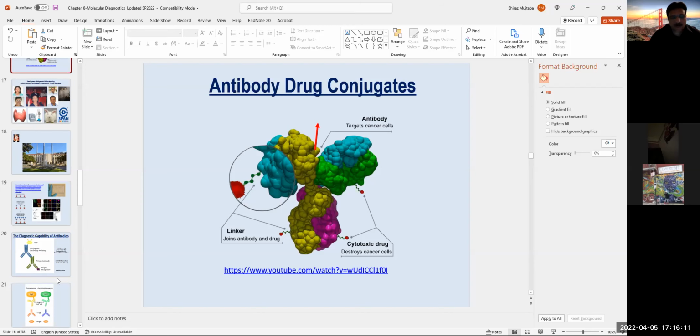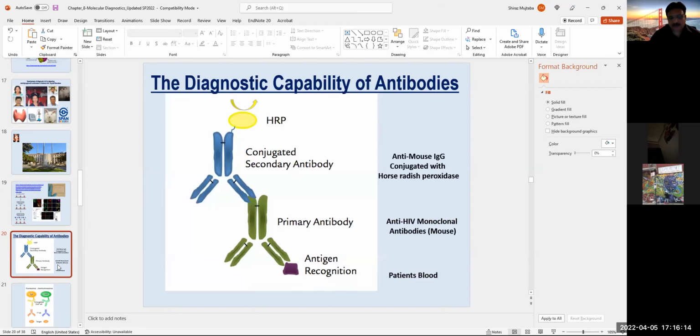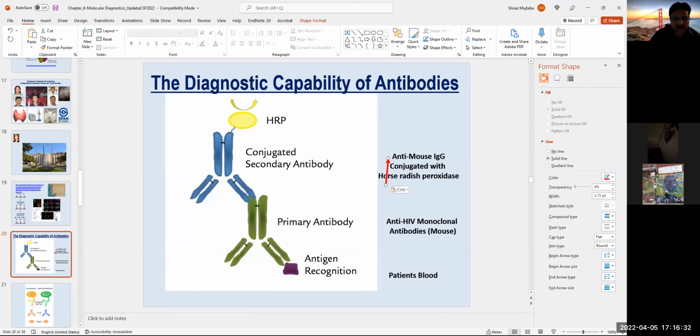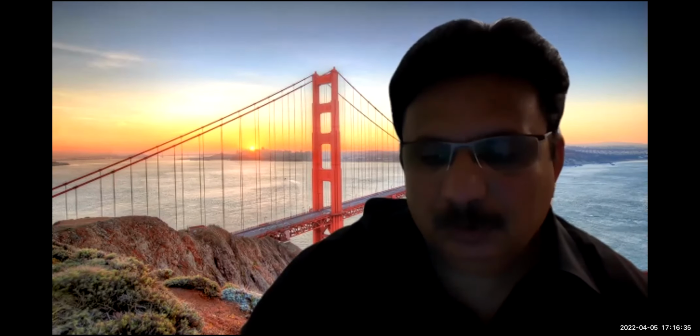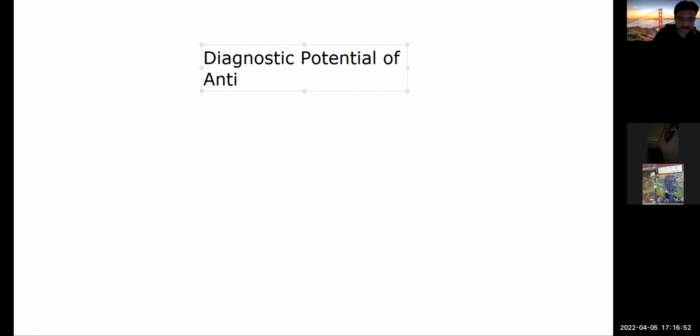Now I'm switching gears towards diagnostics. Right now I was teaching about therapy in general, and especially reviewing what we taught last week. Here we are talking about diagnostics. So let me give some basic introduction. Here we are looking at the diagnostic potential of antibodies.